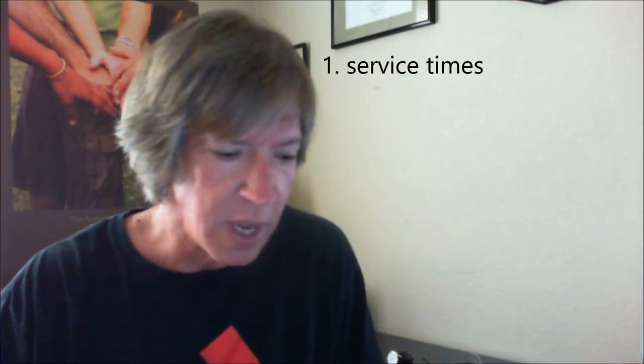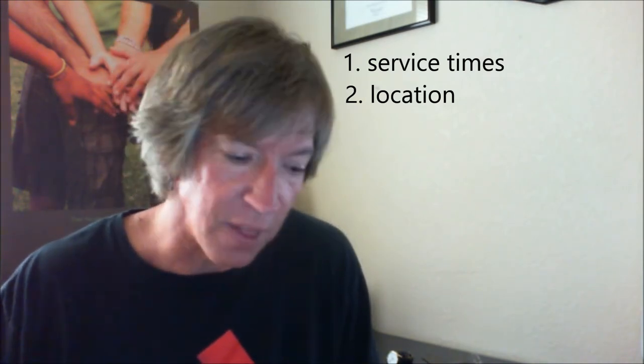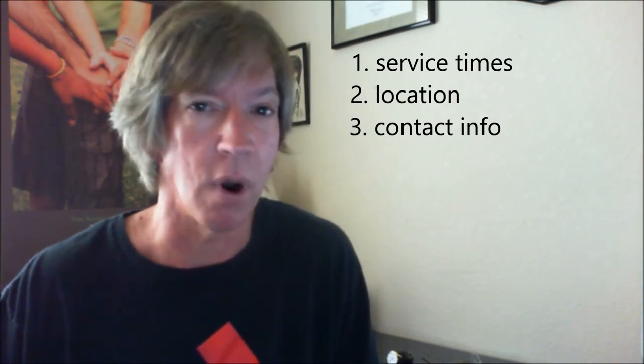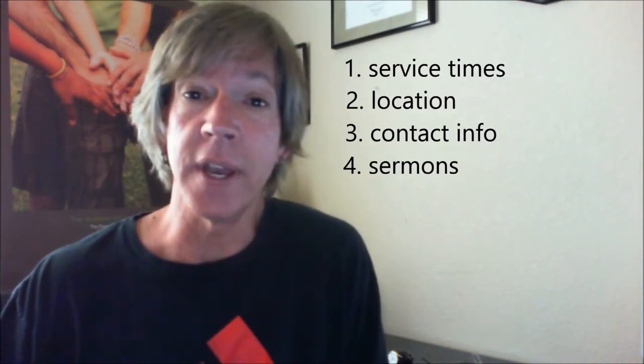So here's what you should have on your website. Number one, you really should have your service times. That's a given, right? People need to know what time your church services are. The second thing you need to have on your website is your location. Again, that's a no-brainer. People need to know how to get to you. And the third thing you should have is contact information. Very clear, so when people are asking questions, they might want to talk to somebody about the church, an email or phone number. And another thing would be sermons.